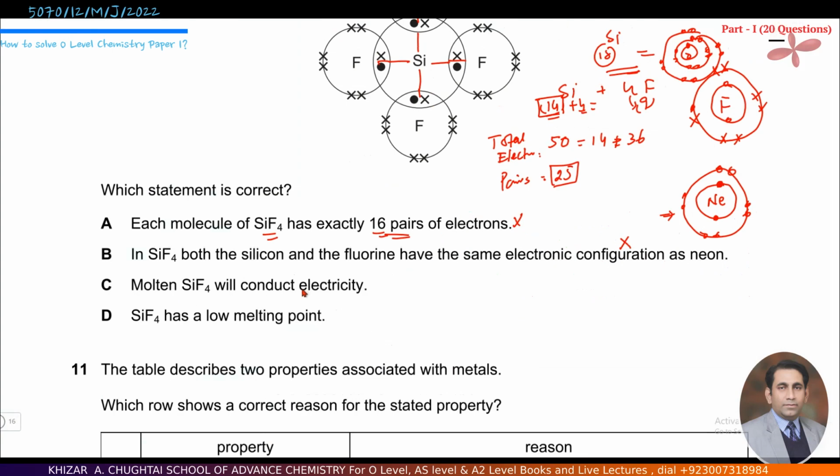Molten SiF4 will conduct electricity? SiF4 will not conduct electricity because it's not an ionic compound. The last option will definitely be the correct option. SiF4 has a low melting point. Yes, it is true, because it is a simple covalent molecule and it is supposed to show a low melting point. So D is the correct option.